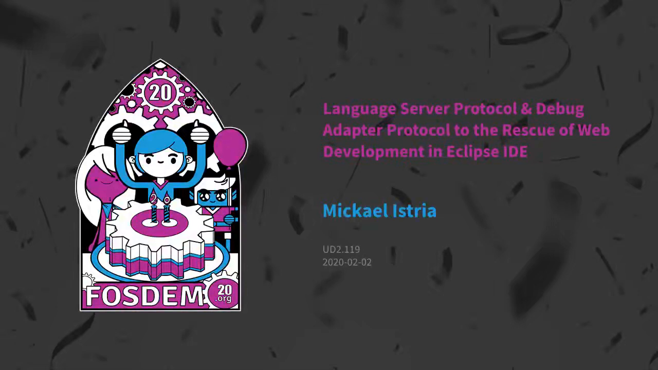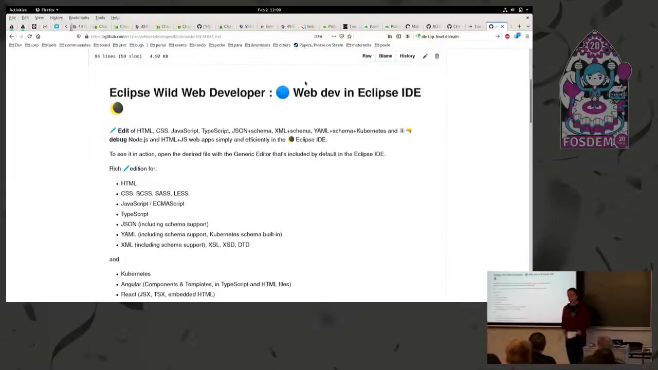This will be a kind of practical presentation after Alex's theoretical presentation. I'm Michael Istria. I work for Red Hat in Alex's team on Eclipse IDE at large, from platform to language server support, including build stuff and so on. And I'm going to show you, and explain, how we made Wild Web Developer, what components we're reusing, and what value it provides in Eclipse IDE.